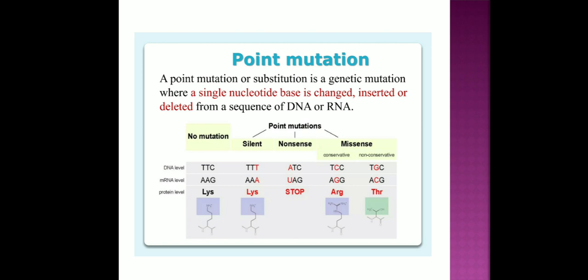So next we are going to learn point mutations. So point mutation means when a single base pair is altered, the mutation is called a point mutation. So point mutations are classified into four types. One is base substitution, insertion, deletion and inversion.